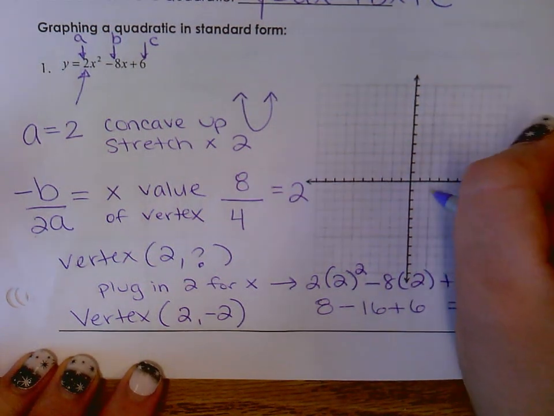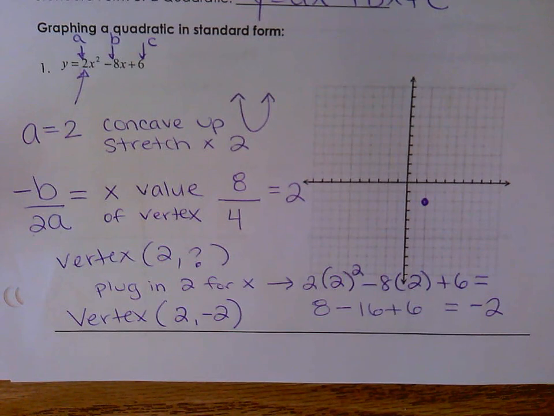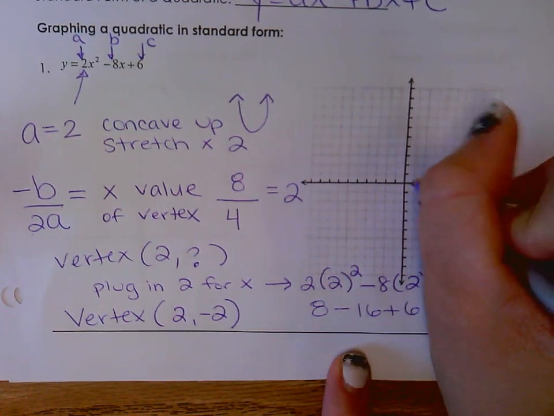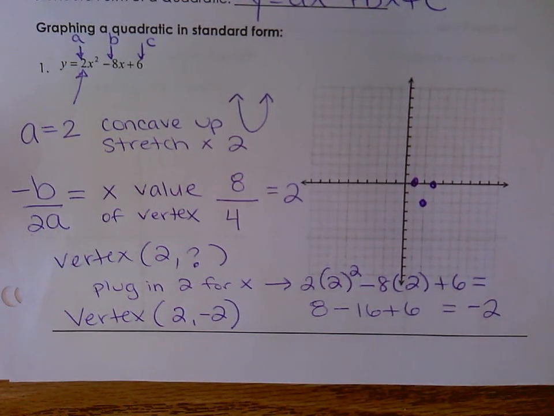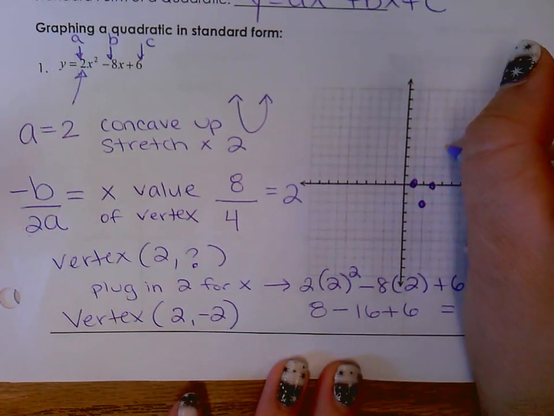All right, so I'm going to graph 2 comma negative 2, and I already said it was concave up and it's stretched. I just did a stretch on the last problem, right? It was 1, 1, 2, 4, 3, 9. So instead of 1, 1, I went over 1 and up, or I went down last time, but 2. And then 2 squared is usually 4, but instead of going up 4, I'm going to go up 8 this time, doubling it. So I'm doubling the y value. Over 2 and up 1, 2, 3, 4, 5, 6, 7, 8.